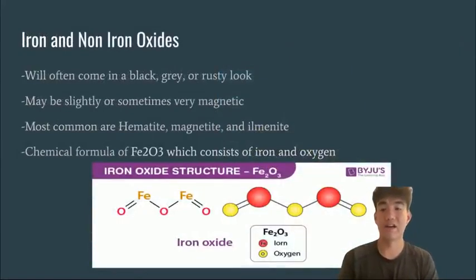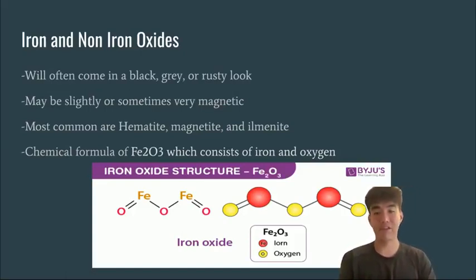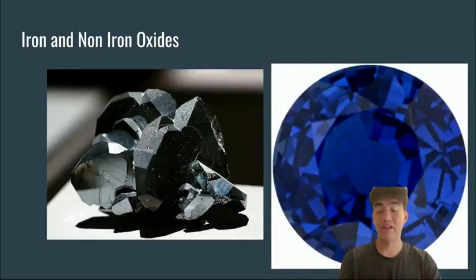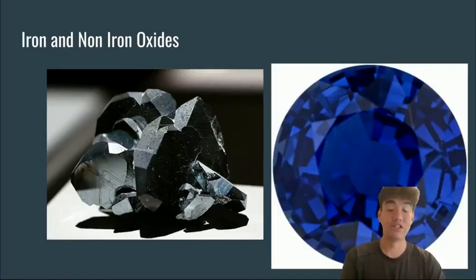Iron and non-iron oxides. These will often come in black, gray, or a rusty look. These may be slightly or sometimes magnetic. The most common are hematite, magnetite, and ilmenite. And the chemical formula is Fe2O3, which consists of iron and oxygen, as we can see in the iron oxide structure below. The most common on the left is hematite for iron oxides, and for non-iron oxides is sapphire on the right, which is usually used in jewelry, very hard structures.